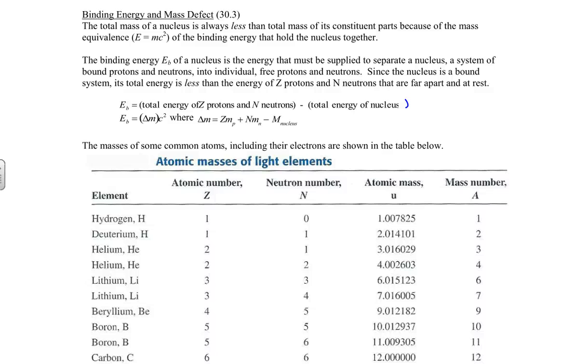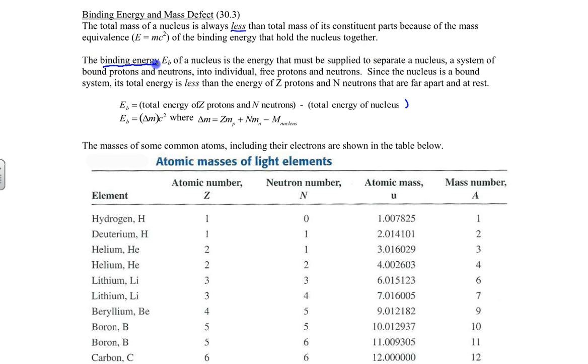Okay, welcome to example number 3 in our discussion of binding energy. A nucleus is a bound system. That is, you will need some energy that you have to supply to disperse the nucleons that are holding the nucleus together because of the nuclear bonds between them. So the total mass of the nucleus is always going to be less than the total mass of all the constituent parts that make it up. That's the protons and the neutrons.